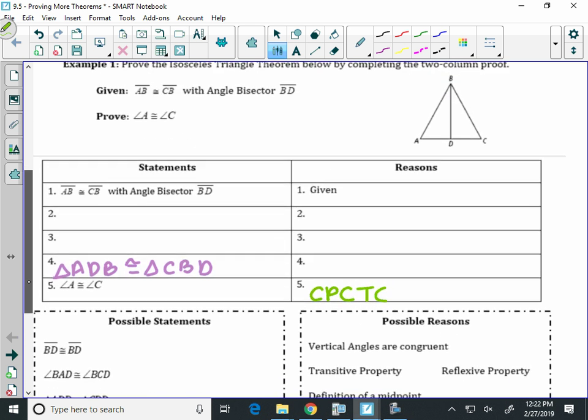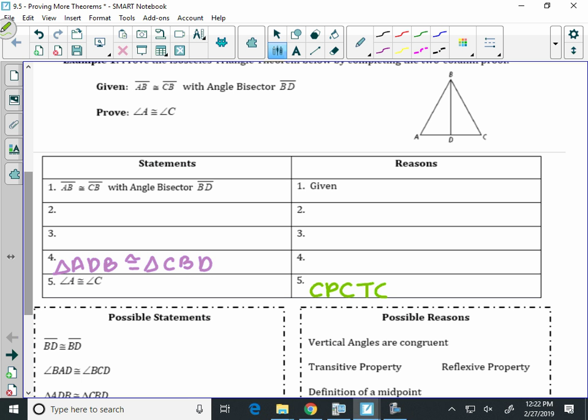So let's take a look at what we were given. We are told that AB is congruent to CB. So I'm going to mark it. I'm told something's congruent, I'm going to mark it in my diagram. Took care of it. Okay. Then I'm told that BD is an angle bisector. So what do you think our reason for number 2 is going to be? Definition of an angle bisector.